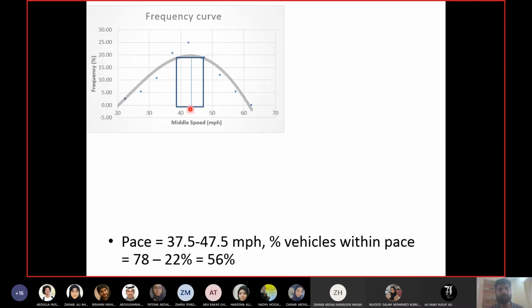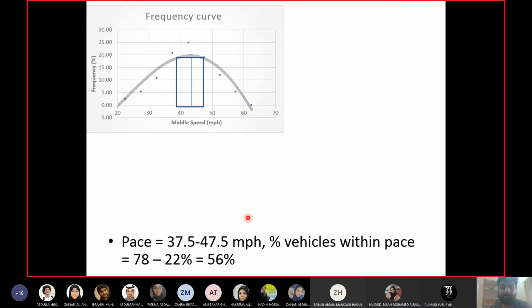How did I get it? Draw a box which has a length of 10 miles per hour on the x-axis according to the scale of the x-axis, and then place this box in the middle of the curve. Wherever the two edges of the box are touching the two sides of the curve, find the speed at those points, and that will be the pace.